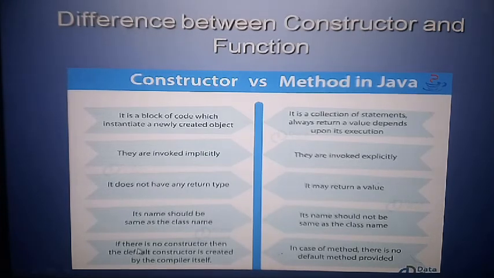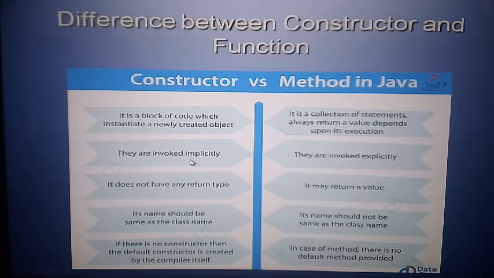Last point, if there is no constructor, then a default constructor is created by the compiler itself. In the case of a method, there is no default method provided. There is a major difference. So student, did you get my point? So what is the difference between a constructor and methods?